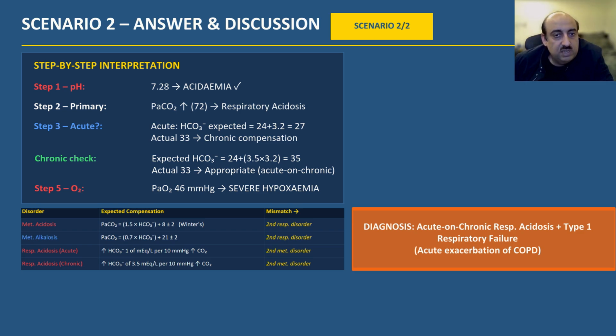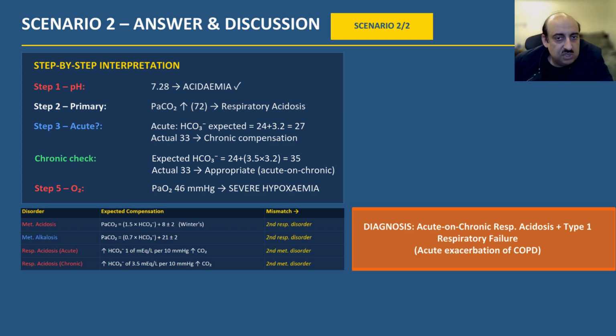Now let's look at the chronic check. Now expected bicarb in chronic, if you look at the lower diagram, the respiratory acidosis chronic, you would expect a 3.5 milliequivalent per liter change for every 10 millimeters rise in CO2. So here the differential was from 40 to 72 of CO2, which is 3.2. And the rise of bicarb should be 3.5 times the change in the differential of CO2. So 3.5 into 3.2 is roughly 11.2. So 11.2 plus 24 is 35. So the expected bicarb in chronic type 2 respiratory failure should have been 35.